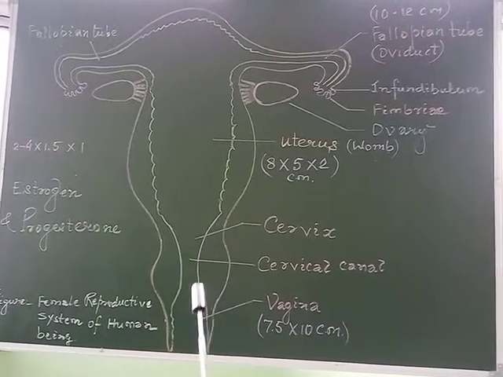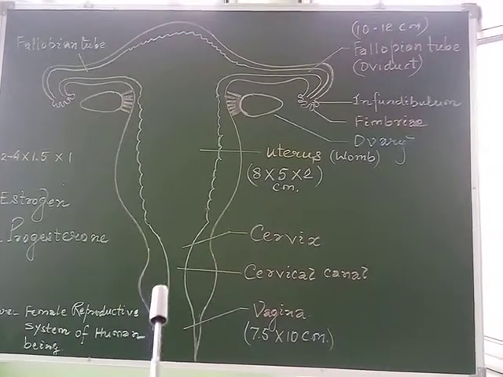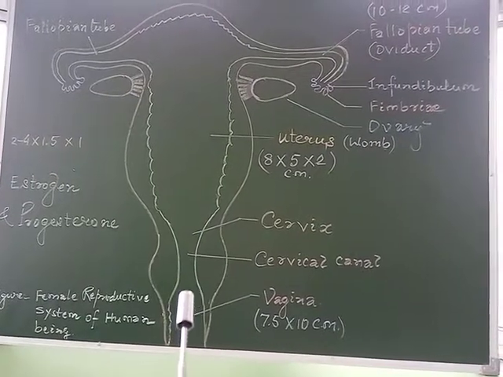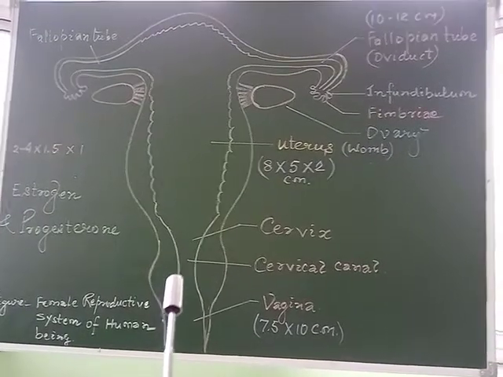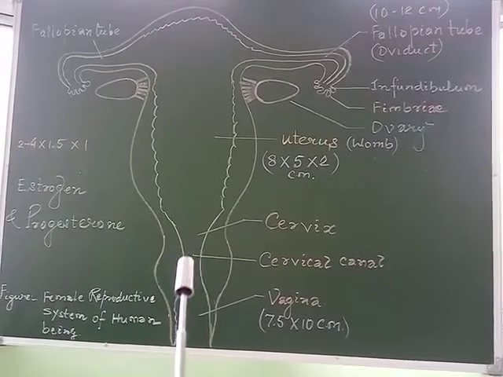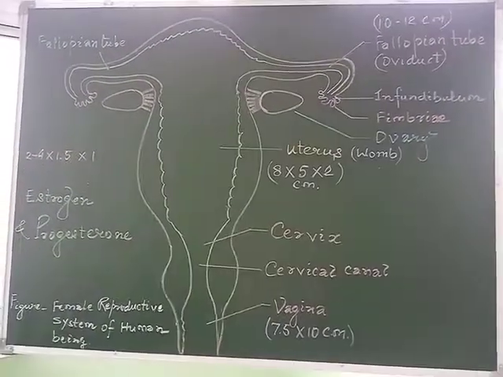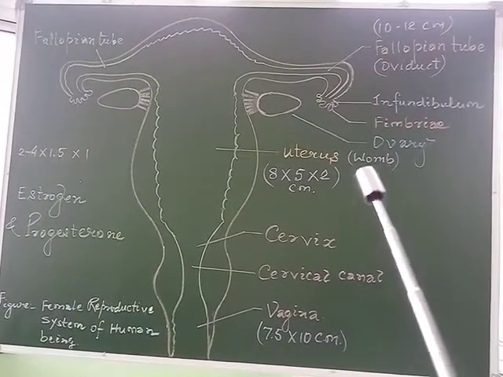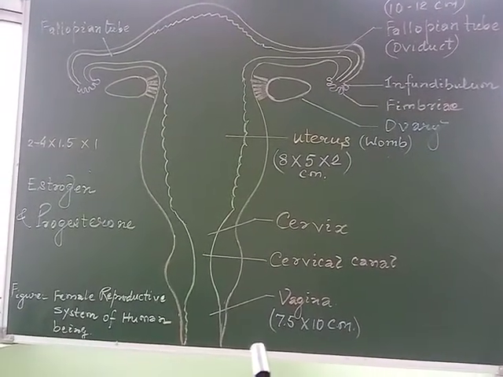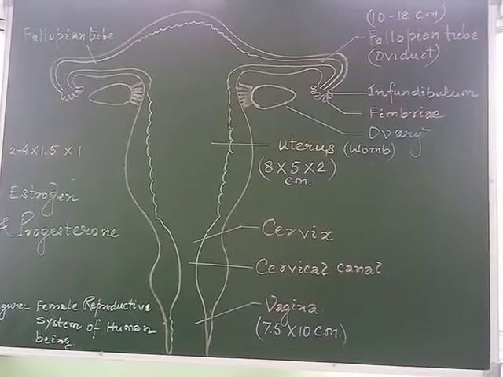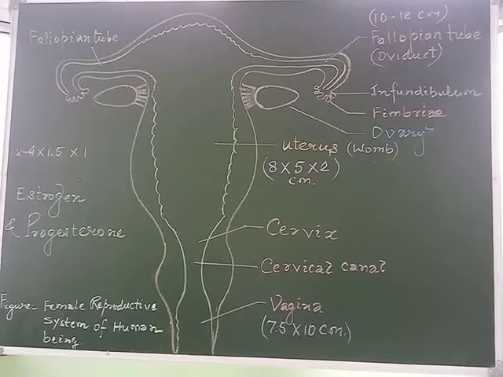The functions of the vagina we may enlist. It provides the passage for the menstrual blood flow, receives the male copulatory organ during copulation, and serves as a birth canal at the time of delivery. There are certain external genitalia also associated with the female reproductive system, which are mons pubis, labia majora, labia minora, as well as clitoris.